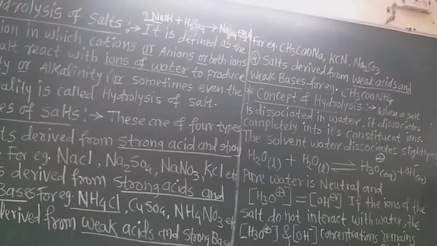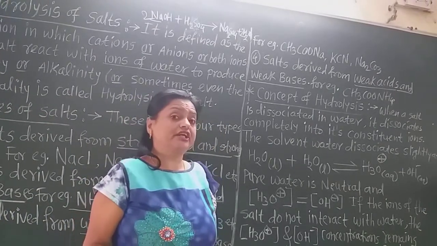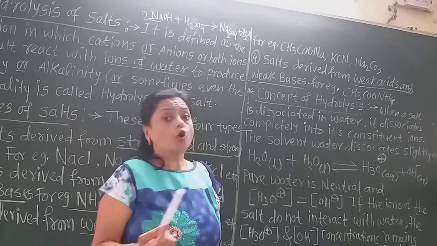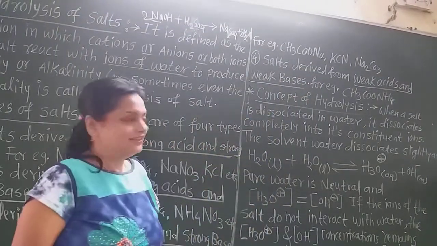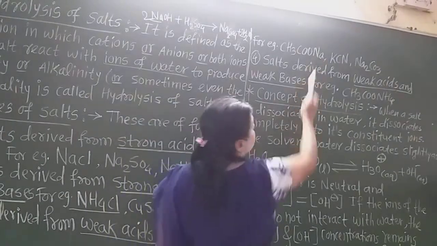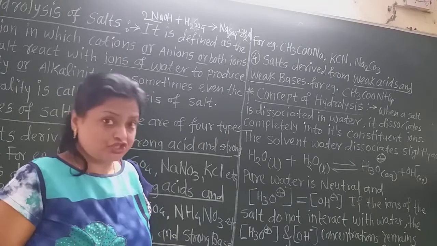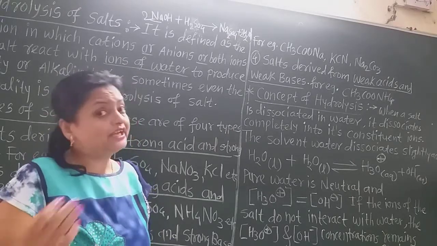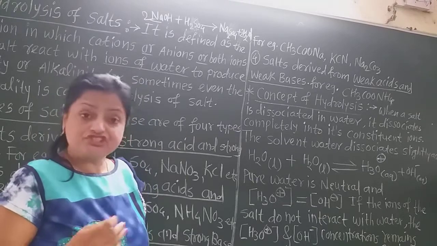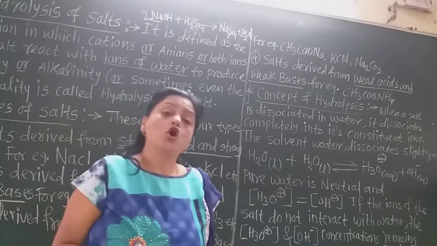Now see students, this is sodium. Always read the salts which are derived from organic acids from the backside. This is sodium acetate. Here NaOH is the strong base and acetic acid, CH3COOH, is the weak acid. So when acetic acid reacts with NaOH, there is formation of CH3COONa and H2O. So it is a salt of a strong base and weak acid.